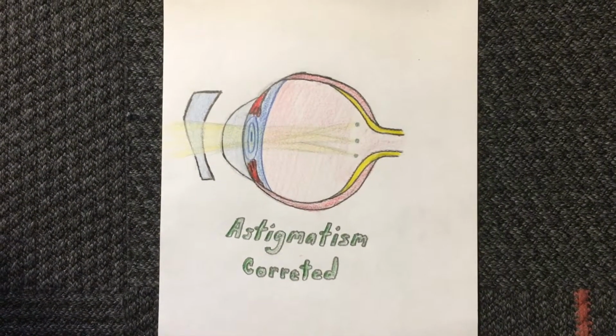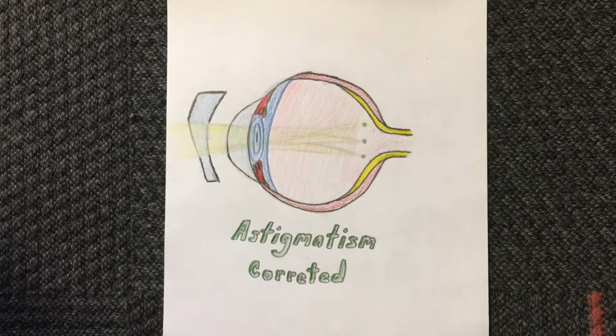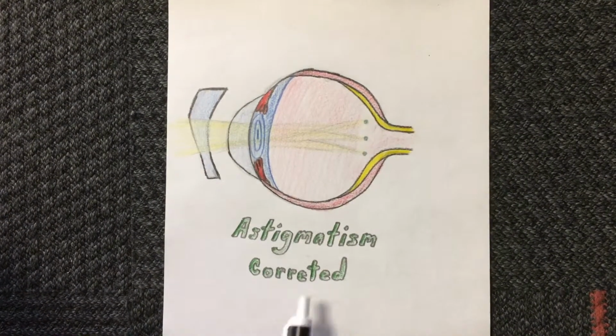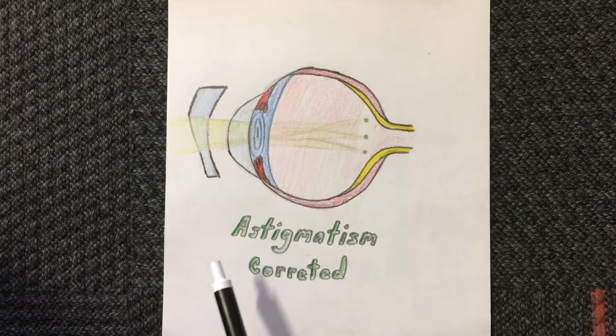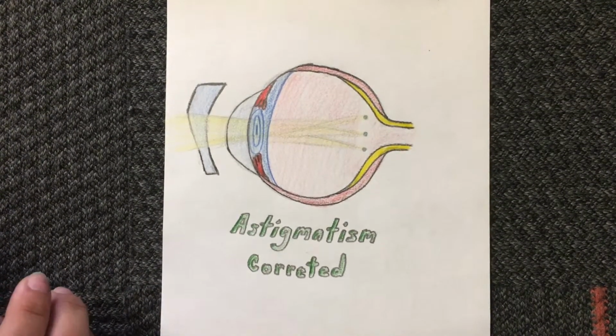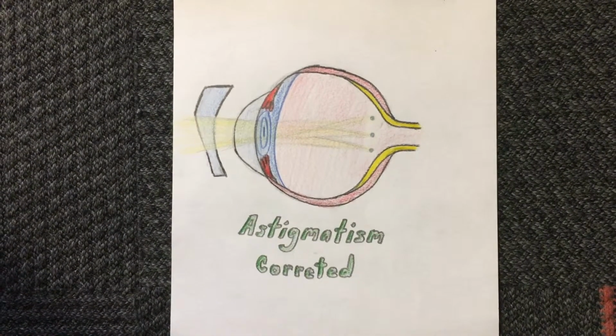A person can be both nearsighted or farsighted with or without astigmatism. In order to correct that, we would use bifocal lenses, which have both concave and convex lenses, so that people can see both far and near.